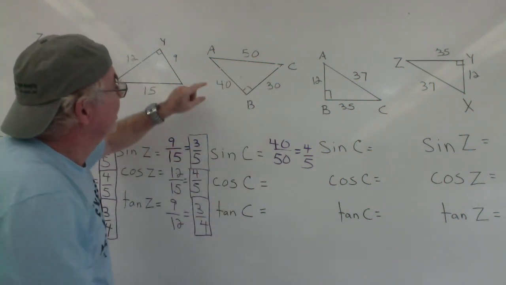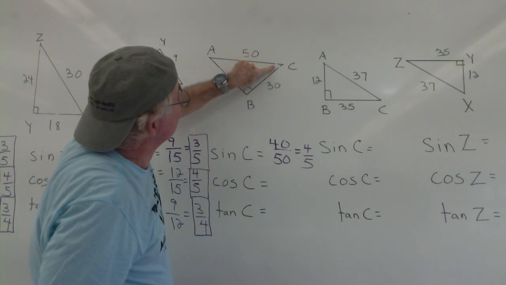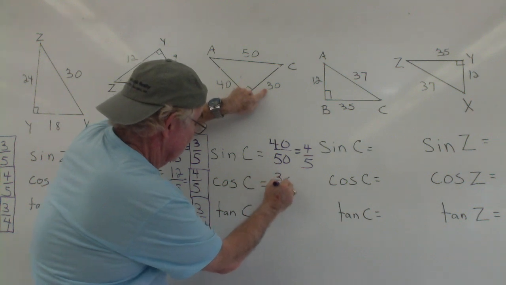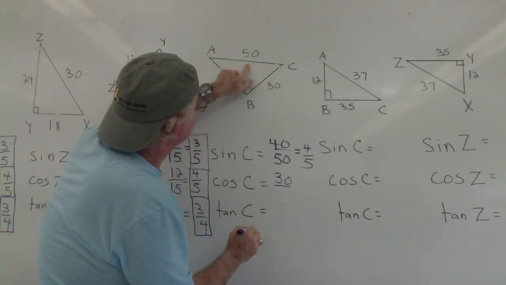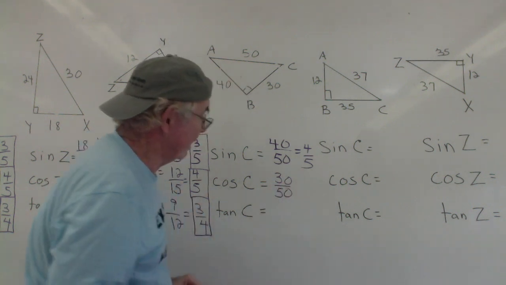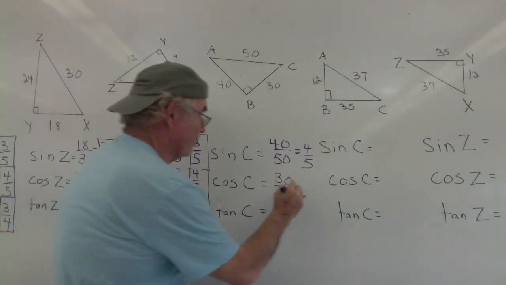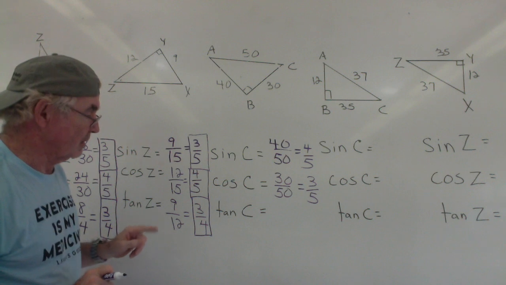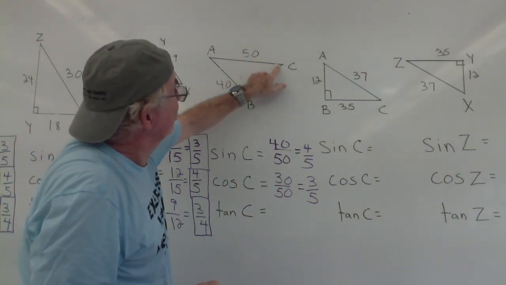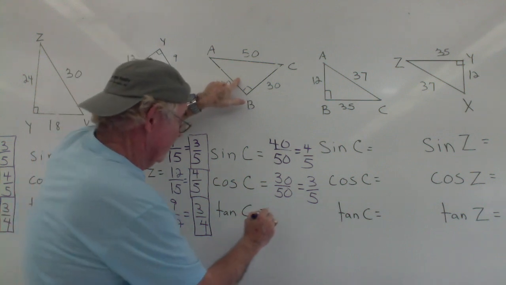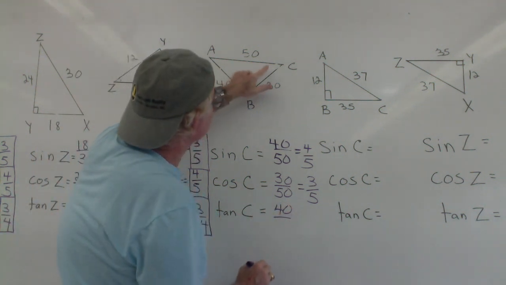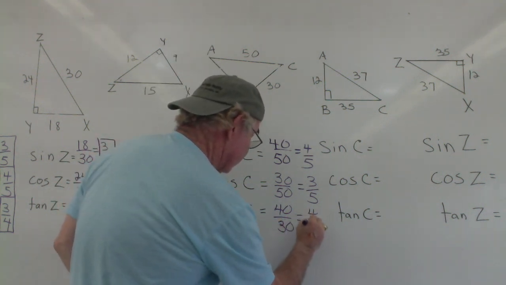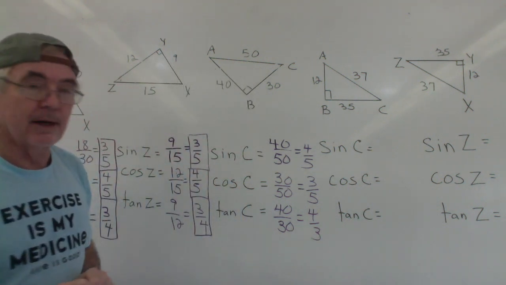Cosine. There's C. What side is touching C? It's this one, 30, divided by the hypotenuse, 50. And we reduce by 10s, 3/5. And the tangent. What side's opposite? 40. What side's adjacent? 30. And we get 4/3. And there's our trigonometric ratios.